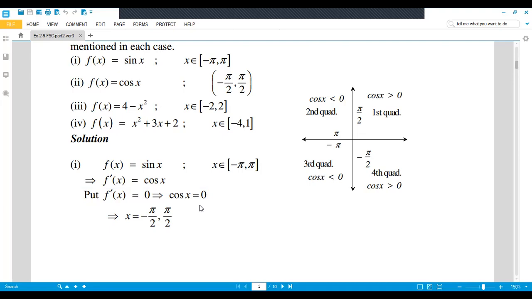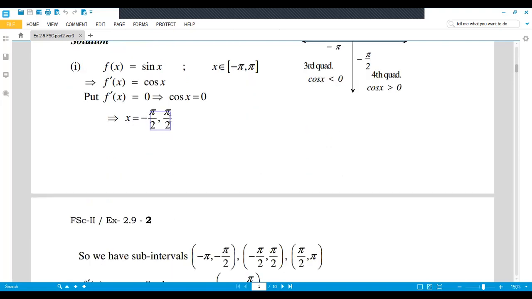90 degrees is what? Pi by 2. So minus pi by 2 or plus pi by 2, because the negative sign in cos is absorbed. So you will get that x is minus pi by 2 and plus pi by 2.